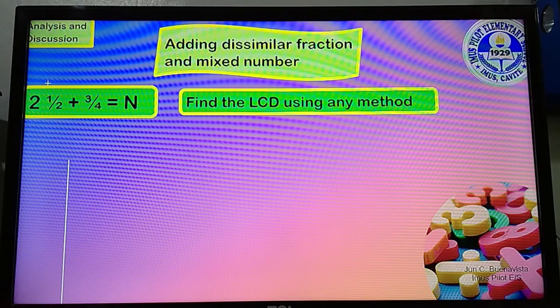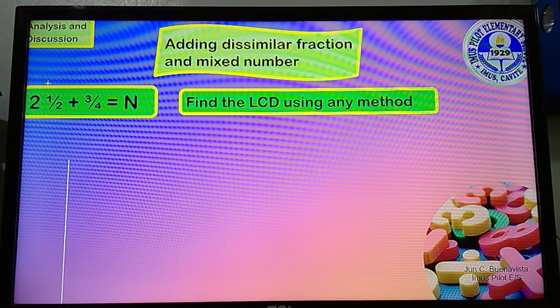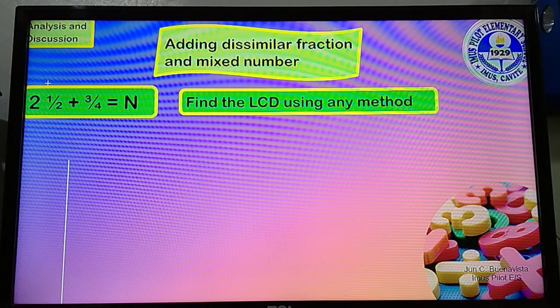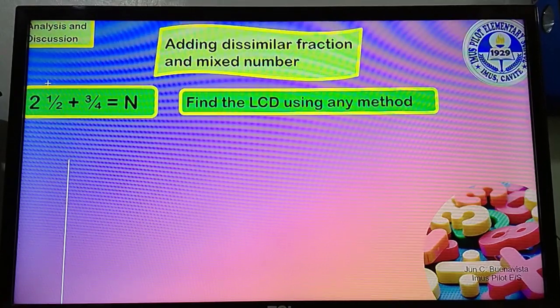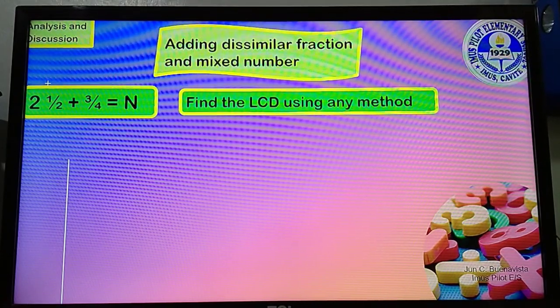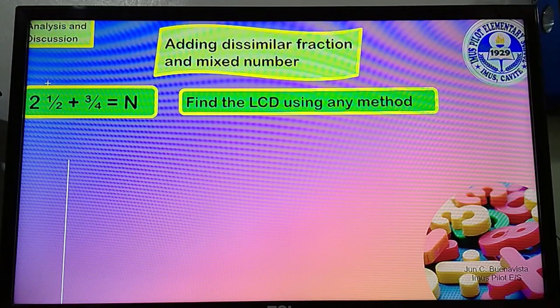Think of it that in adding or subtracting fractions, you cannot add or subtract right away if your fractions are dissimilar. You are going to change them first into similar fractions before you add or subtract. You have to take note of that. You cannot add or subtract right away if the denominators are not the same. So now we're going to find the LCD, or the least common denominator, of 1/2 and 3/4.